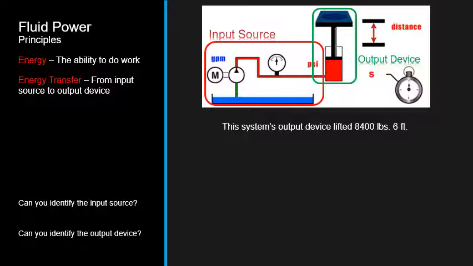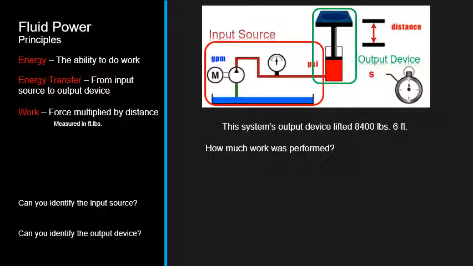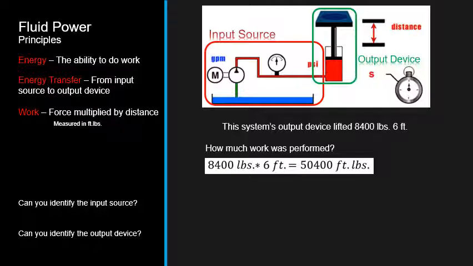In this case, we're told that the system's output device lifts 8,400 pounds, 6 feet. If we want to calculate how much work is performed, if you recall, the formula for work is force multiplied by distance. So in this case, it would be 8,400 pounds times 6 feet. We were given the right units initially, so we can just leave those as they are. We don't need to worry about converting. And we have 50,400 foot-pounds.